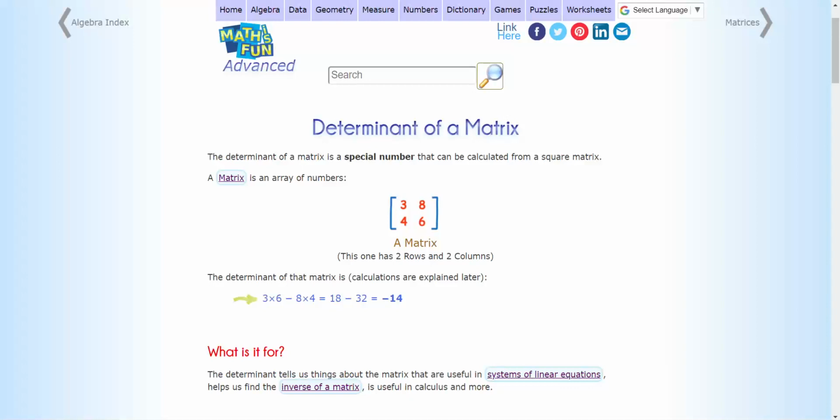We've also seen that the inverse of a matrix can be obtained using several methods, one of which is by multiplying. If it's a 2 by 2 matrix, we get the determinant and we do the cross thing. We flip, like in this example, we flip the 3 and 6 and change the signs on 8 and 4.